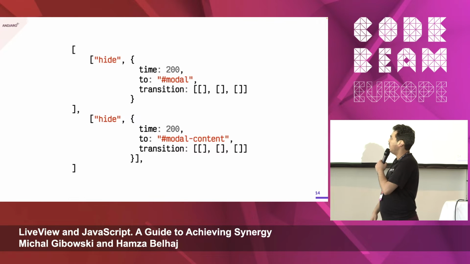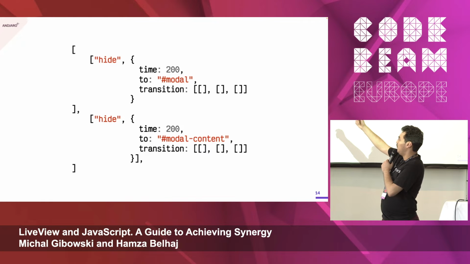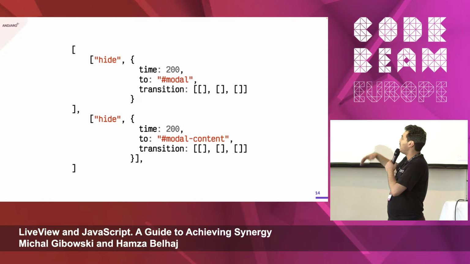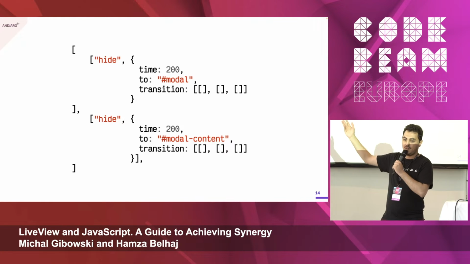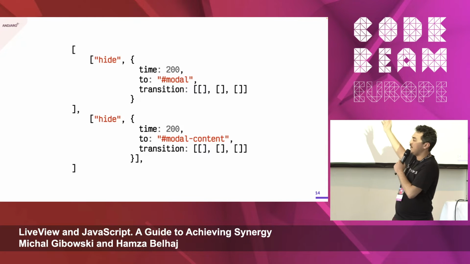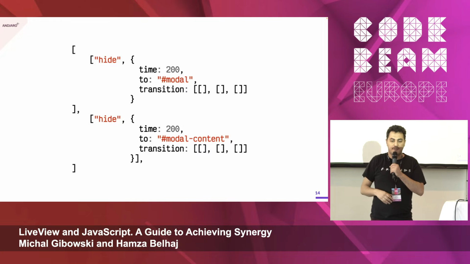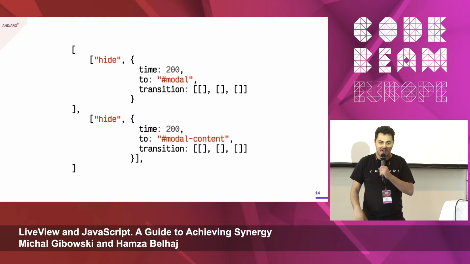Since we called the hide function two times, we have two arrays with hide. So basically, you are saying hide this element within this time to this target. And in here, I didn't apply any transitions to keep the talk a little bit lighter. But you could as well use fancy stuff like transition or any of that if you wish.